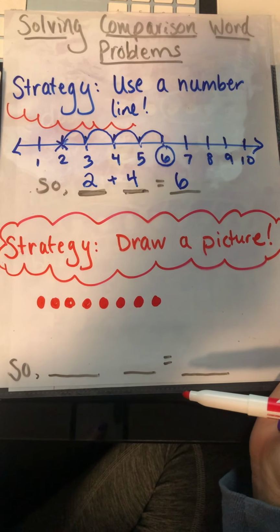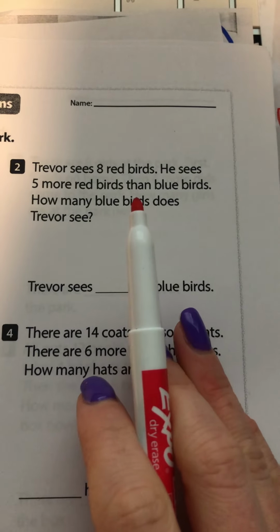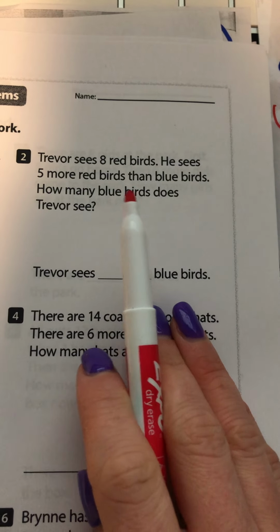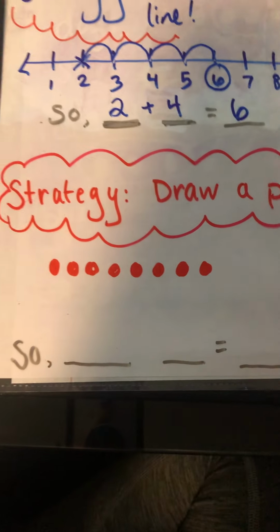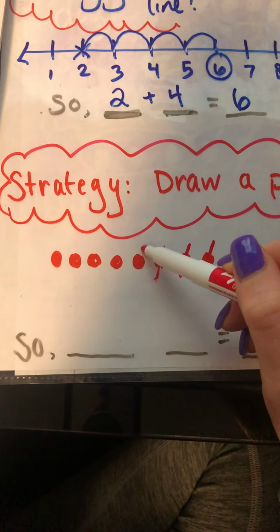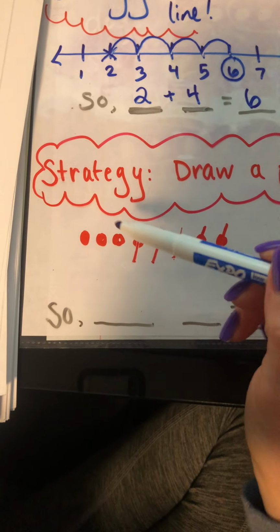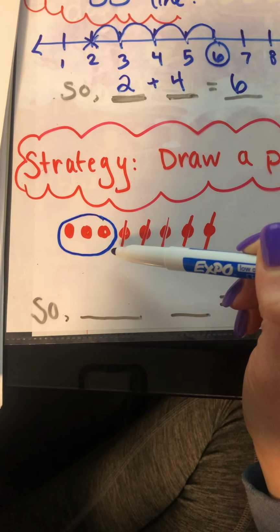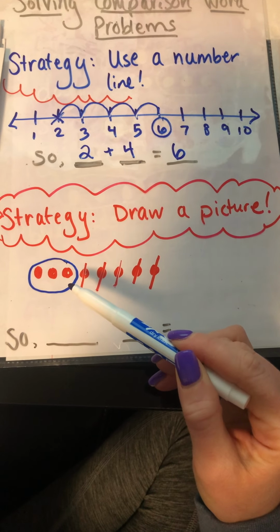Then I'm going to go back and reread the problem and see what else I can find out. He sees 5 more red birds than bluebirds. So if there's more red birds than bluebirds and it's 5 more red birds than bluebirds, I'm going to cross out the 5 more. 1, 2, 3, 4, 5. So now I've crossed out, we know there's 5 more. So how many bluebirds are left? These would be the bluebirds. So how many do we have left? You can easily see when you draw a picture that there are 3 bluebirds.